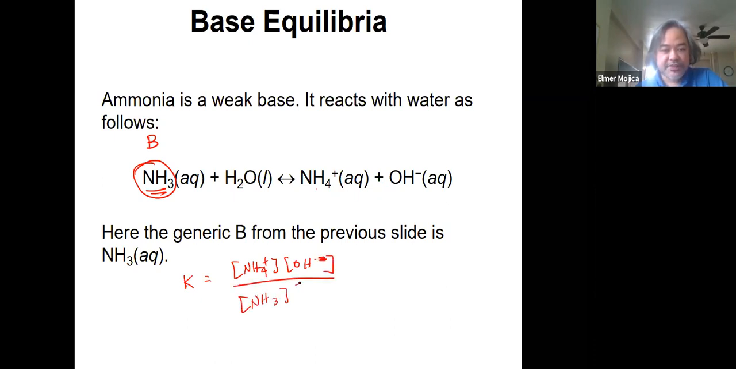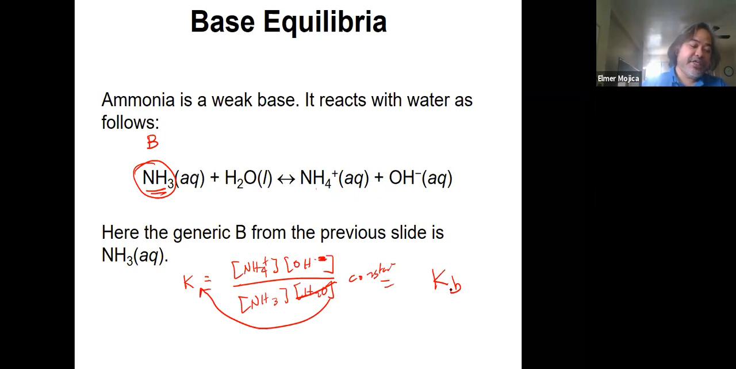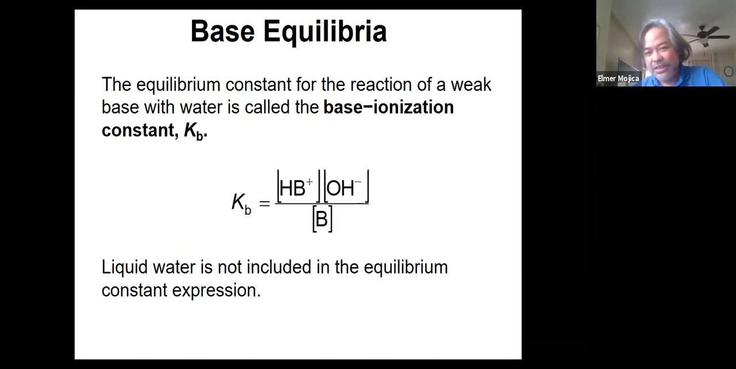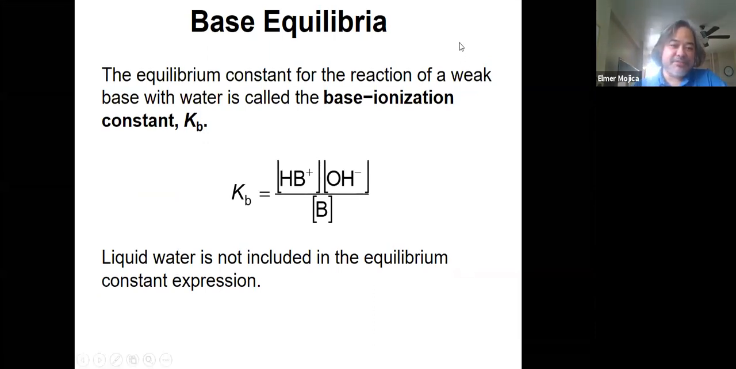And as you could see here, in the law of mass action, we included the water, but this is a constant. So when you incorporate it there with the K, this now becomes your Kb. Now, you may ask the question, Professor, how do we know if it's a Ka or a Kb?